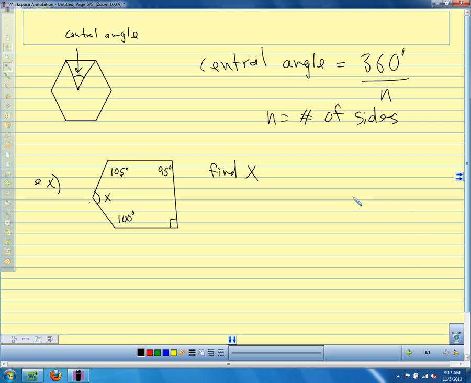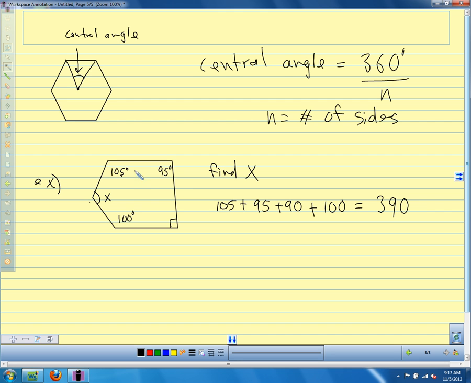So we have to find out what they all add up to. So let's add up the ones that we know. That's a good start. So I'm going to add 105 plus 95 plus 90 plus 100. So the ones that we know add up to 390 degrees.